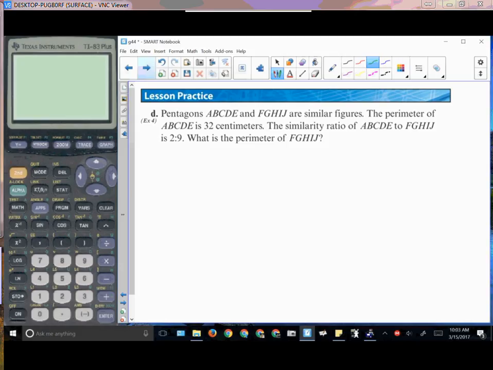Logan, what did you get for the perimeter of FGHIJ? 144.